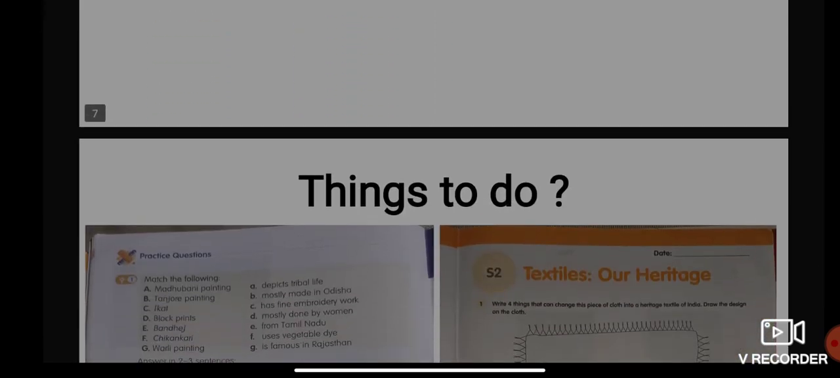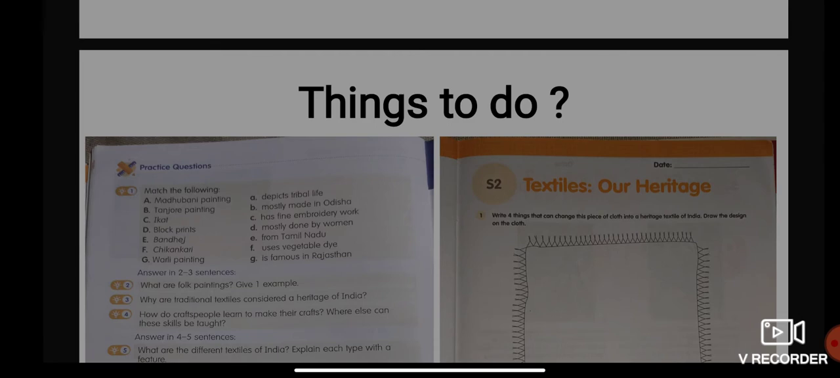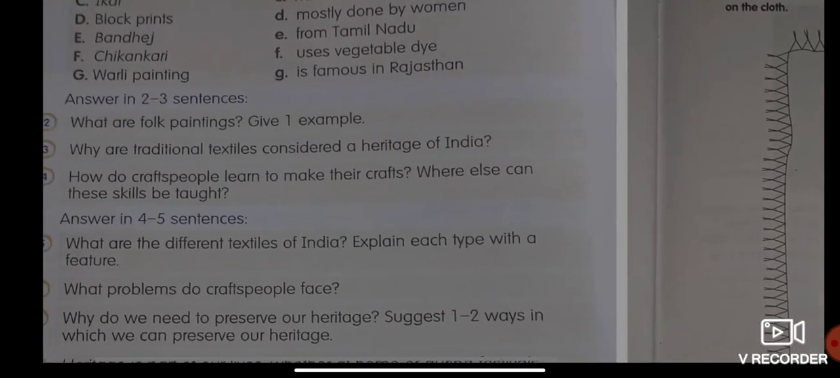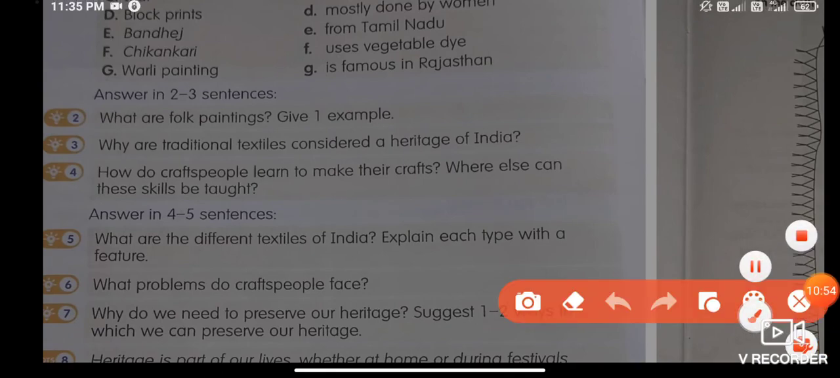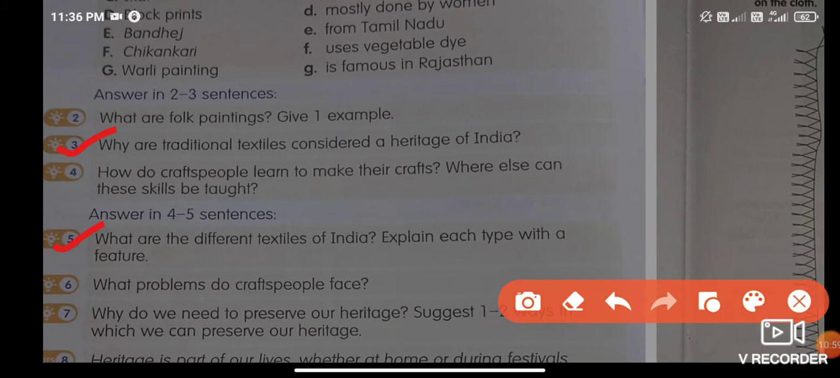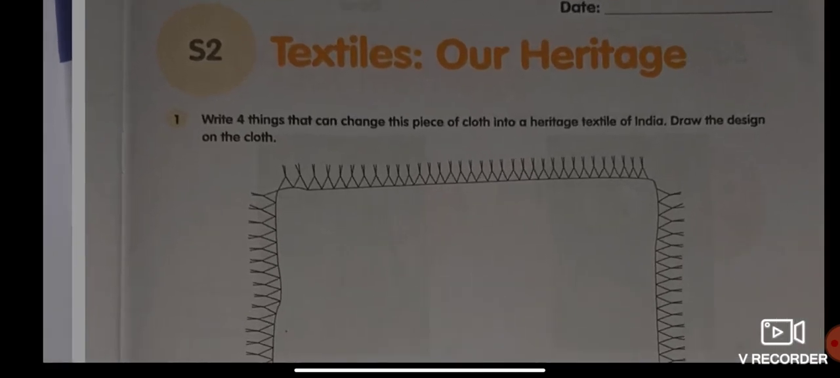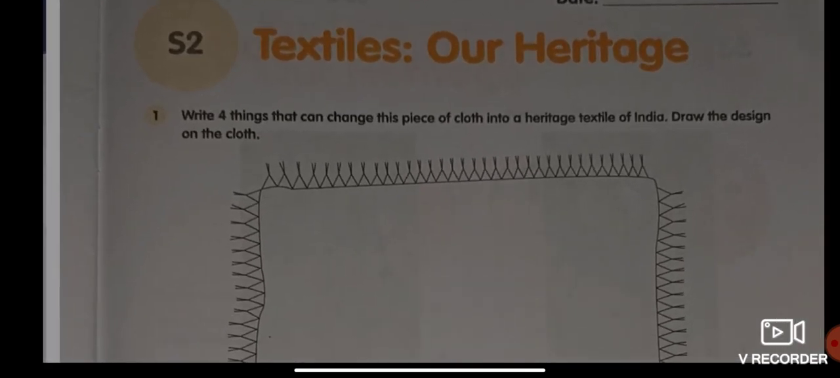All right, now things to do, that is your homework for today. You have to complete your practice question number 3 and practice question number 5. Why are traditional textiles considered a heritage of India? And practice question 5: What are the different textiles of India? Explain each type with a feature. Alright, very easy. And then you have to do worksheet S2, our heritage.